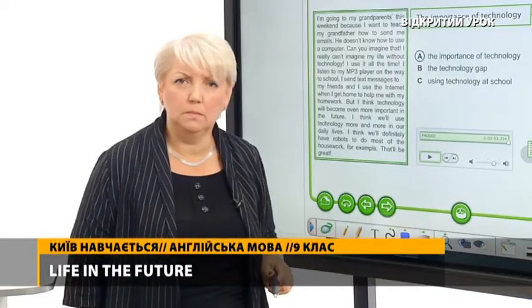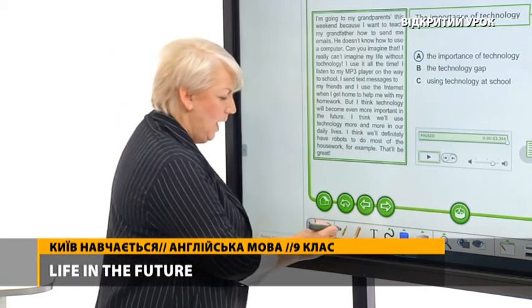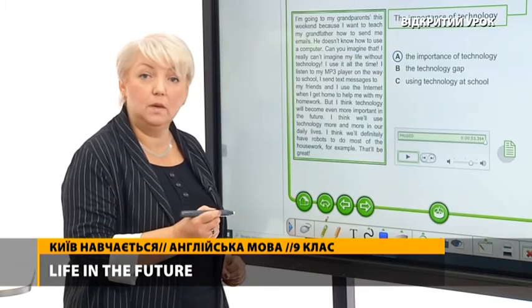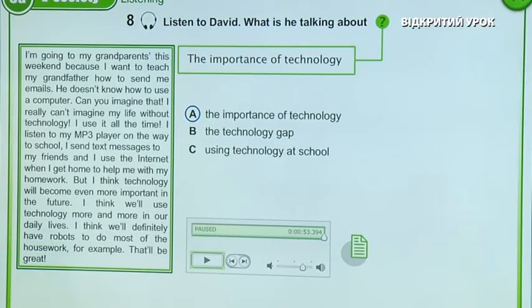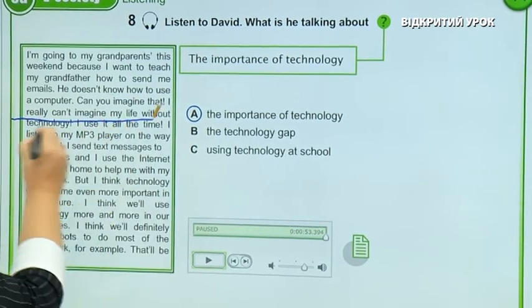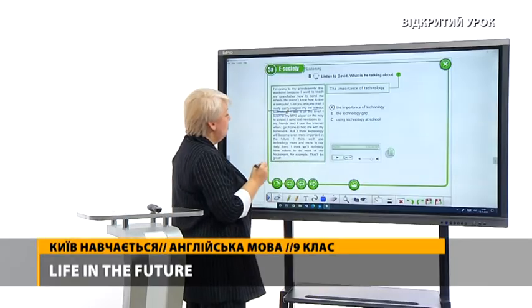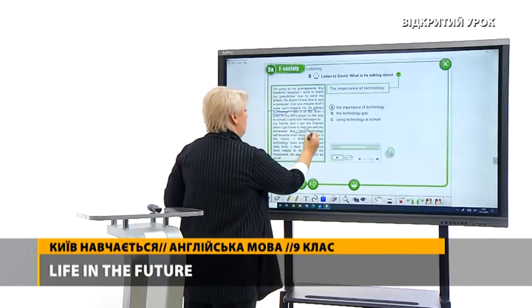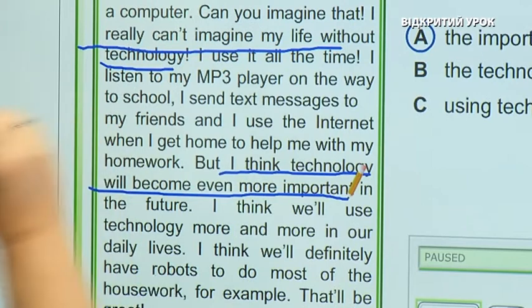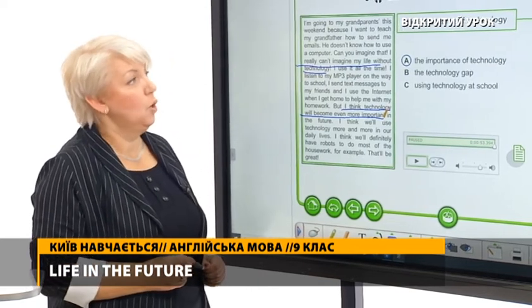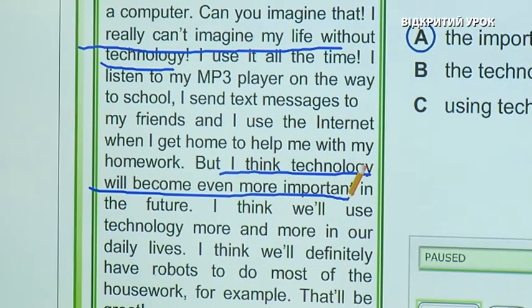How can we prove it? You know that if you have nothing to underline in the text, it means that your choice is wrong. So, what can you underline here? I really can't imagine my life without technology. It's about the importance of technology. Moreover, I think technology will become even more important in the future. So that proves that our choice is correct. And David was talking about the importance of technology.